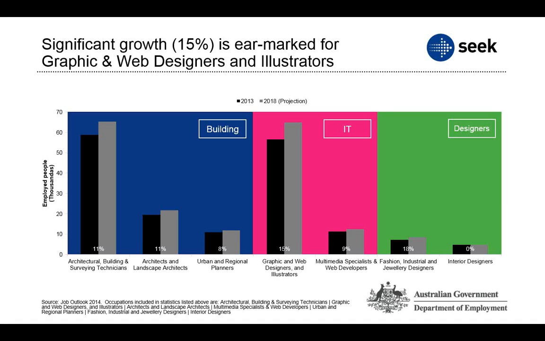The other area is architectural building and surveying technicians, looking to increase 11%, so more in that building and construction area. And again, it's off a really high base. It's close to 60,000 people currently employed in there, and it's expected to grow by 11%.